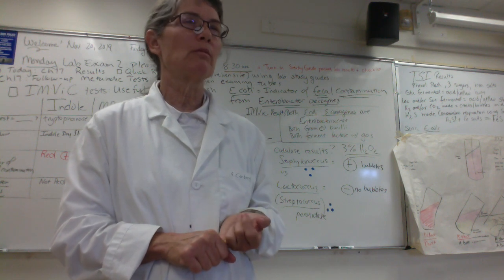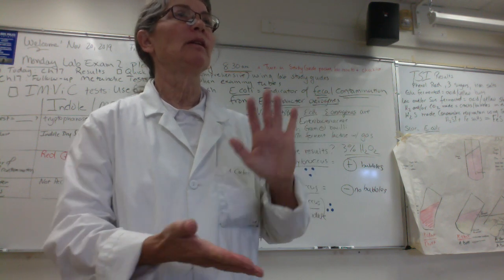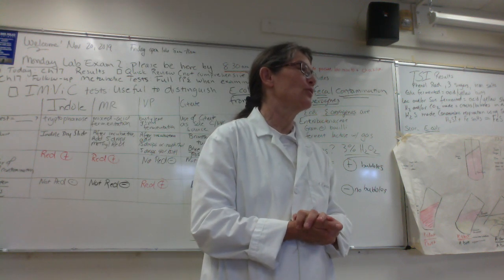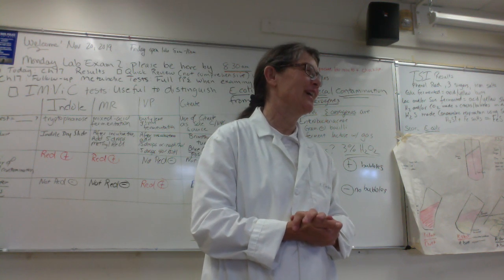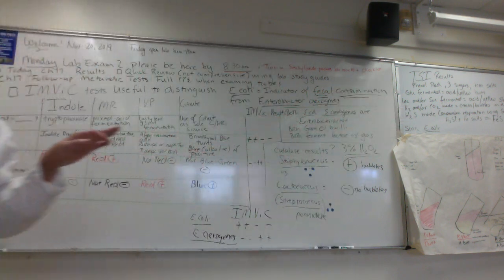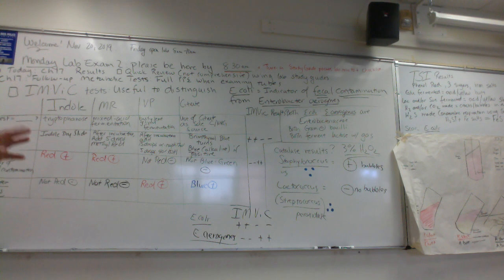Yeah, because what might those pink colonies be? Might be E. coli. So who cares? You've got E. coli in your drinking water. Why would that worry you? Fecal contamination, right? But remember how we said E. coli and Enterobacter aerogenes look really similar. They both ferment lactose with gas production.